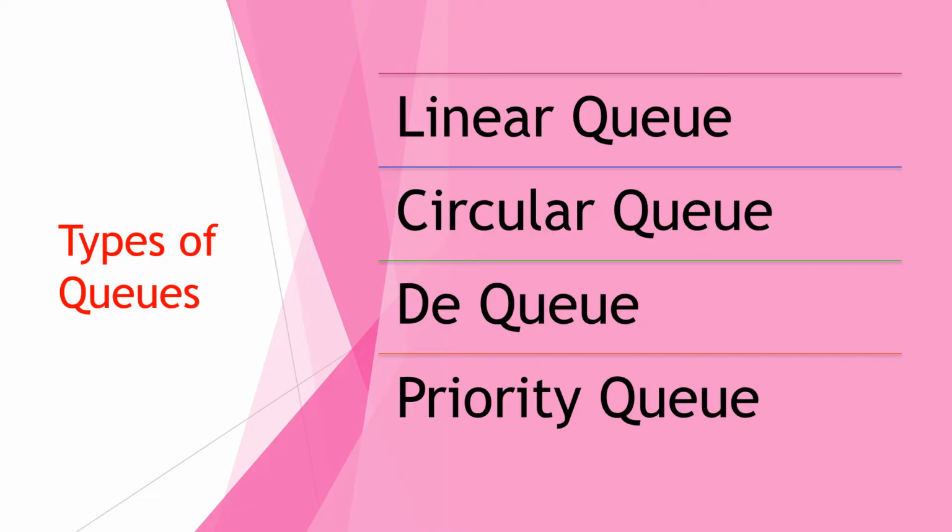Next, types of queues. Queues are mainly 4 types. First one is linear queue, next one is circular queue, next one is D queue, and last one is priority queue.